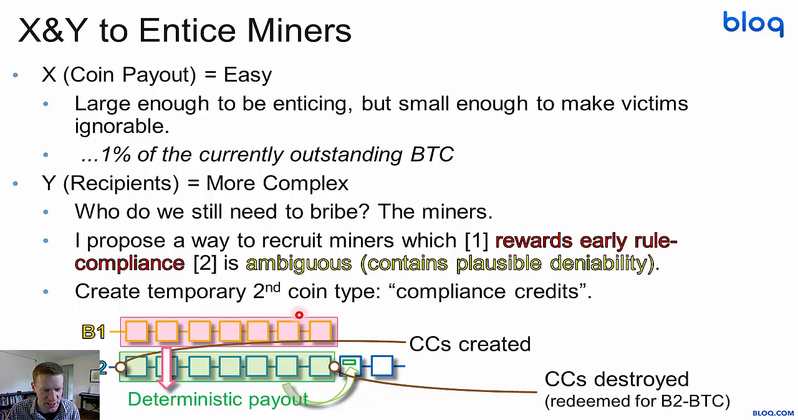We're going to generate a second coin type, which I'm going to call compliance credits, or CCs. They're going to be created at a certain point in time. This is a time axis, as we move from left to right. So here the compliance credits are going to be created. They're going to be awarded to miners based on events that happened in B1, and awarded on B2. And then, when we have our deterministic payout, as I mentioned earlier, we're going to destroy all the compliance credits, and they're all going to be redeemed for Bitcoin on B2. So that is the mechanism by which I'm going to entice the miners.